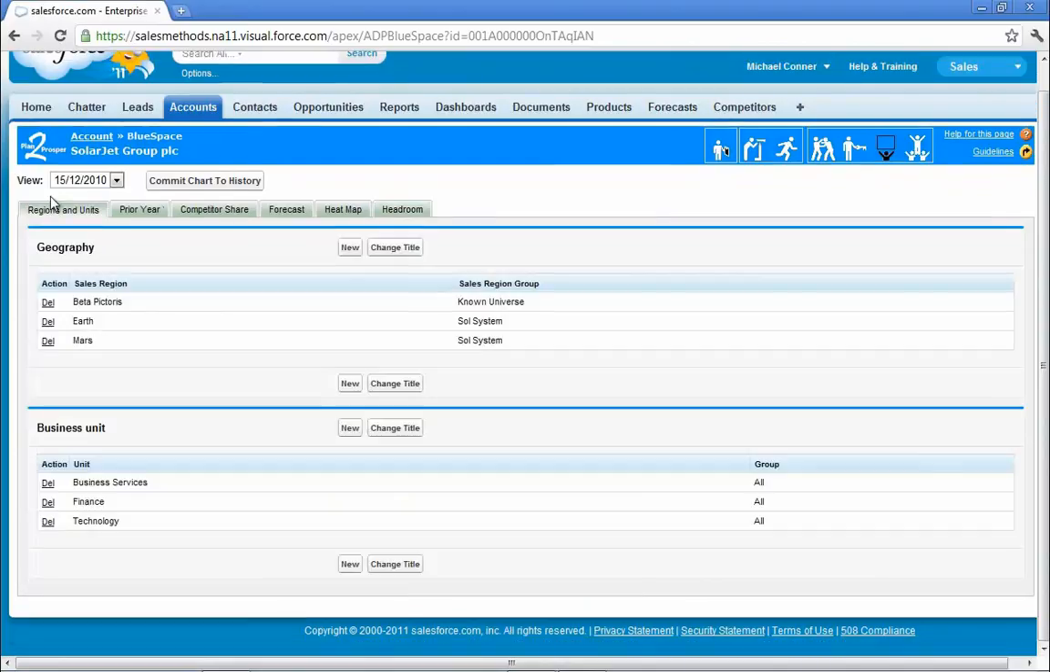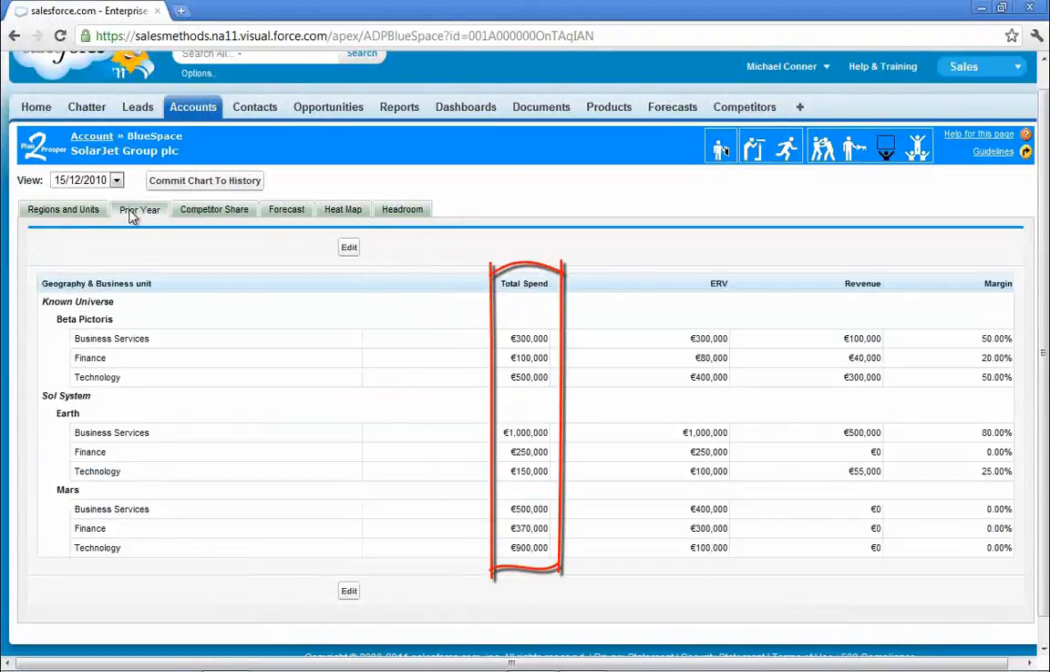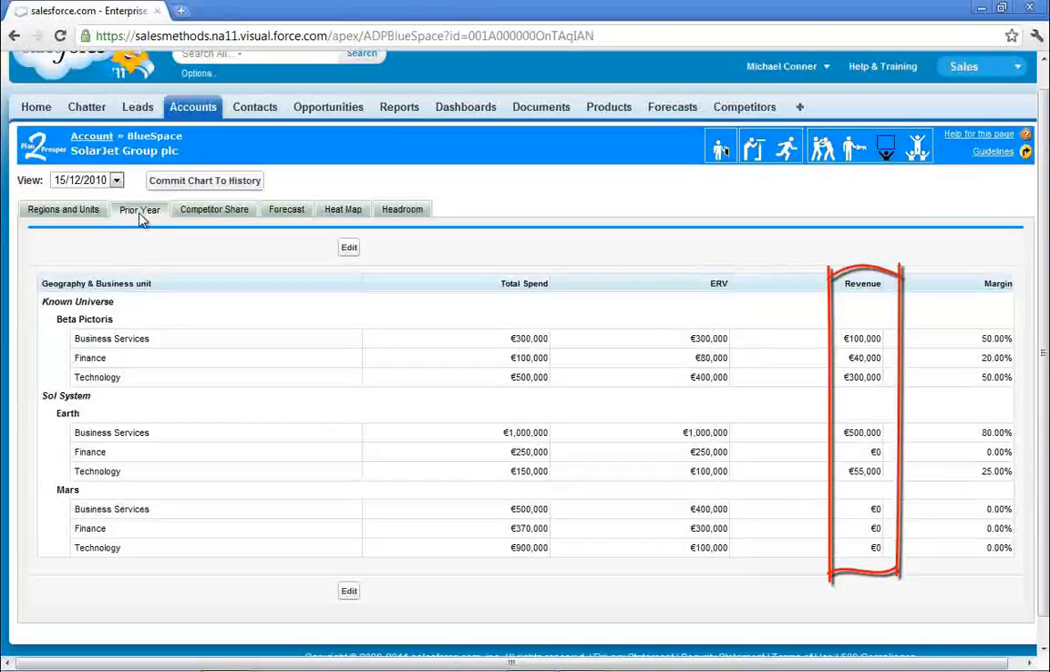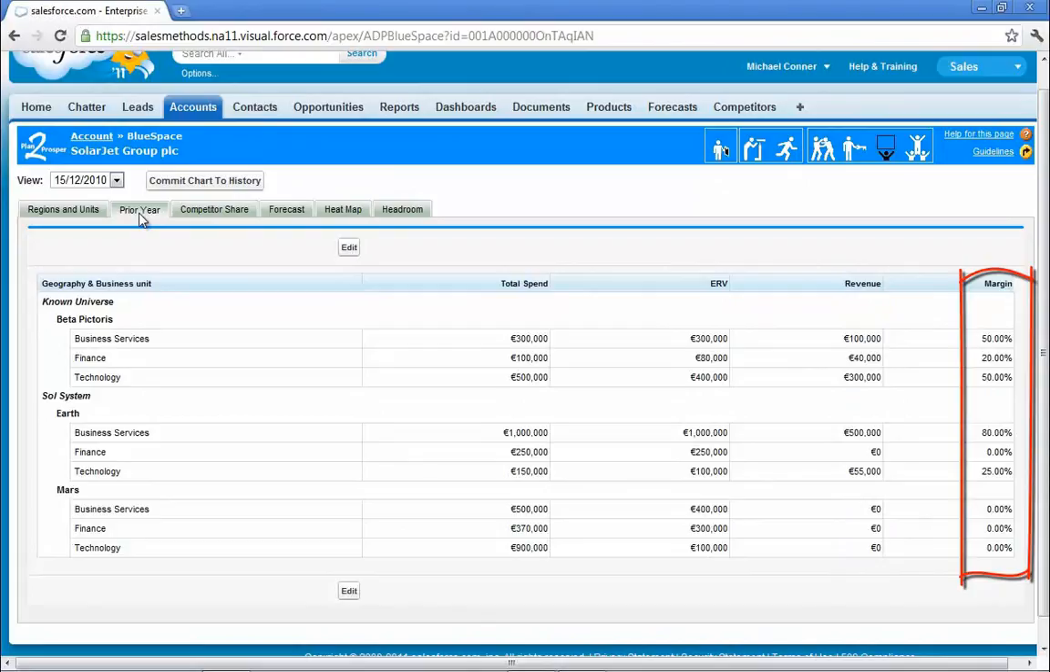So, what is the workflow? First, determine the geography and business units for which you wish to conduct the BlueSpace analysis. This is often predetermined by your business structure. Then, for the prior year, 1. Record the total spend by the account on all products and services in the market in which you operate. 2. The estimated realizable value, if you cannot address the whole of this market with your current product set. 3. The revenue that the account currently spends with you. And 4. The gross margin you make.